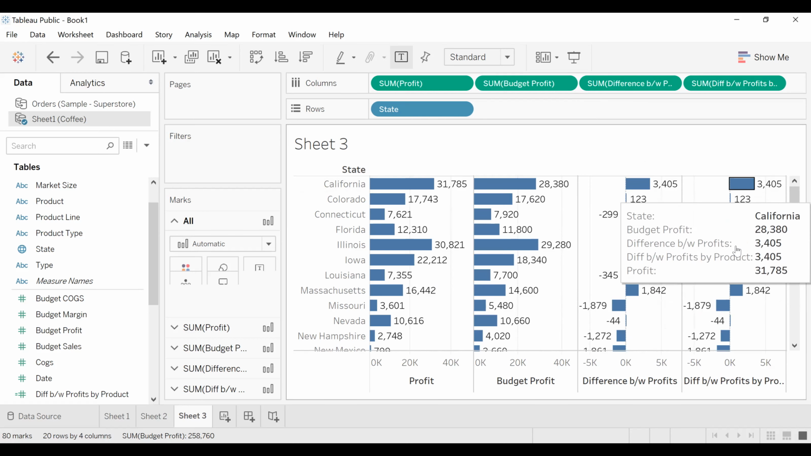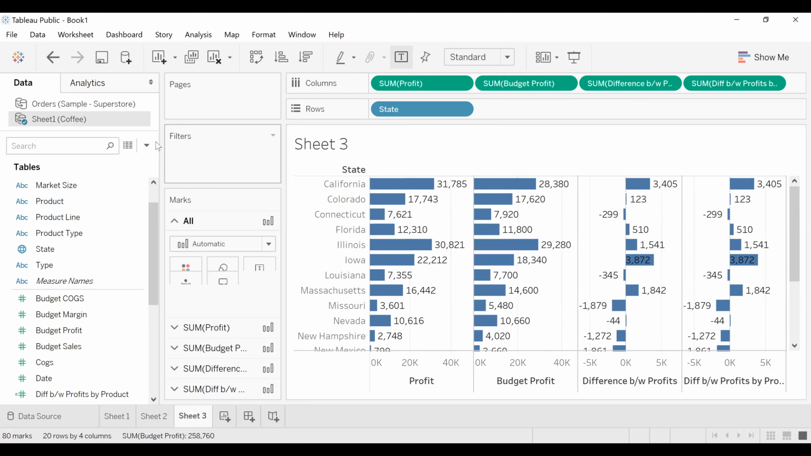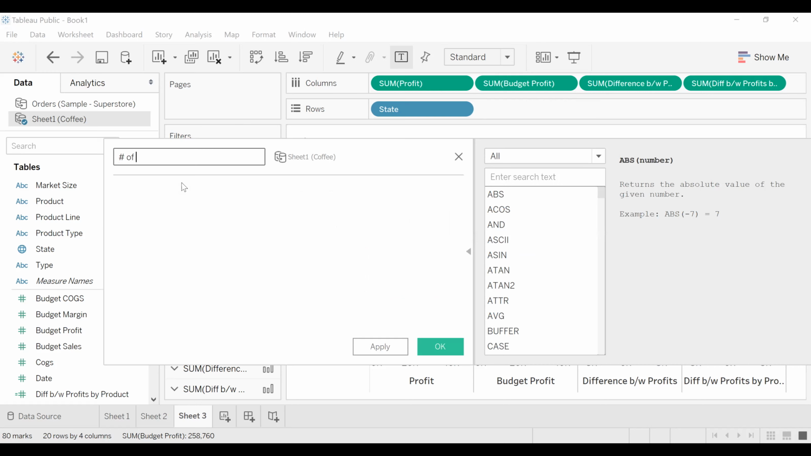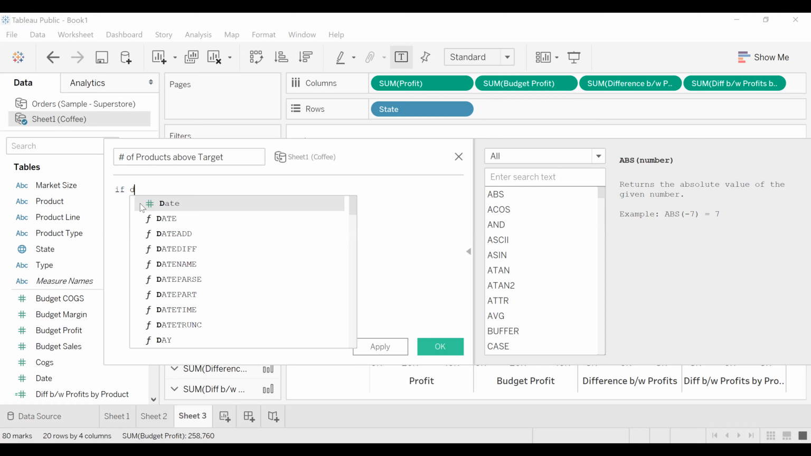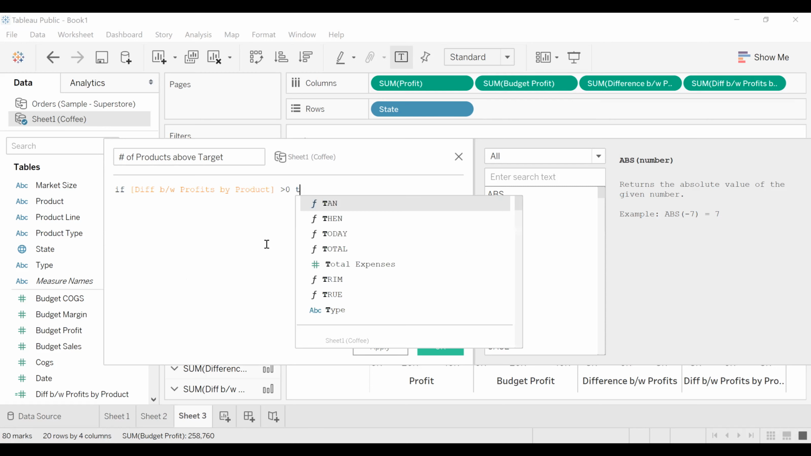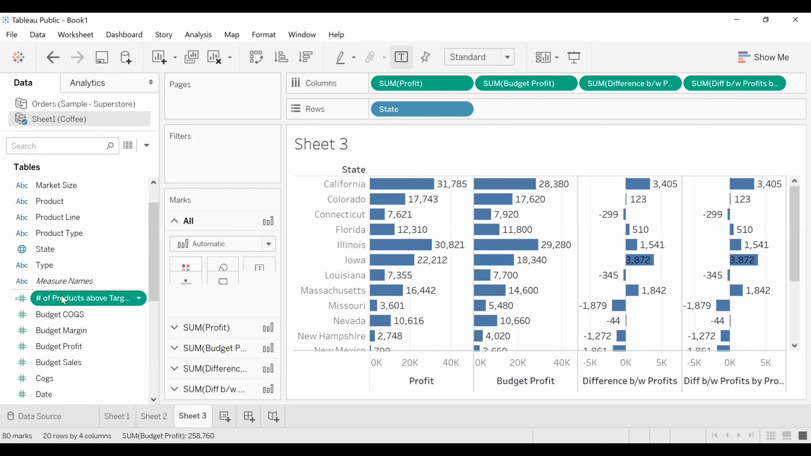But now my requirement is that I want the count which are meeting above the target. So again, I need to create another calculated field where I will see the number of products above target. So what I can do here is, in the LOD expression that we have created, if the difference between profit and target is greater than 0, then 1, else 0, and we'll do the sum. Click OK. Now bring this also into the view.